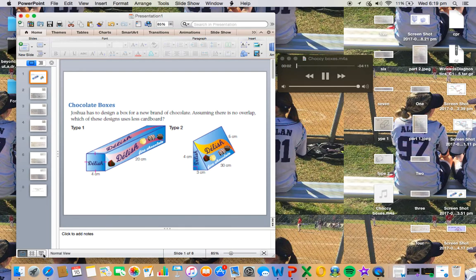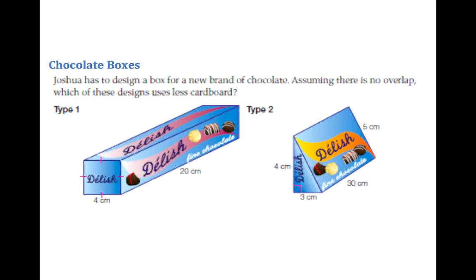Alright, so today I'm just going to be demonstrating what we would expect from an A standard student in Year 9 who would be given the question chocolate boxes from the textbook. So the question states Joshua has been asked to design a box for a new brand of chocolate. Assuming there is no overlap, which of these designs would use less cardboard?